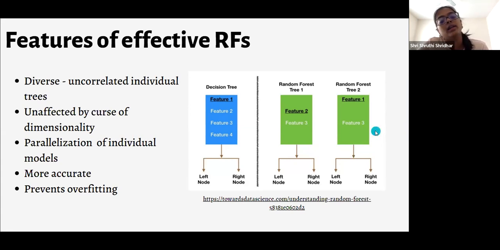So another advantage of this is we are also looking at more features, and we are doing it without a lot of disadvantages, and we are not overfitting it. So this leads to more accuracy in itself. So these are some of the main features and characteristics of good random forest algorithms or models. Let's go on to the next one.